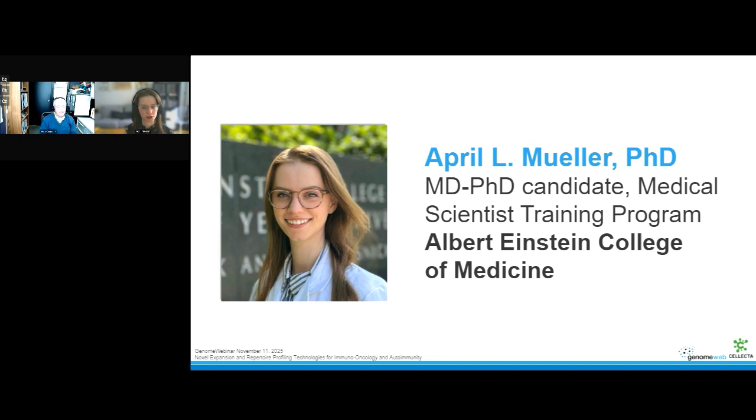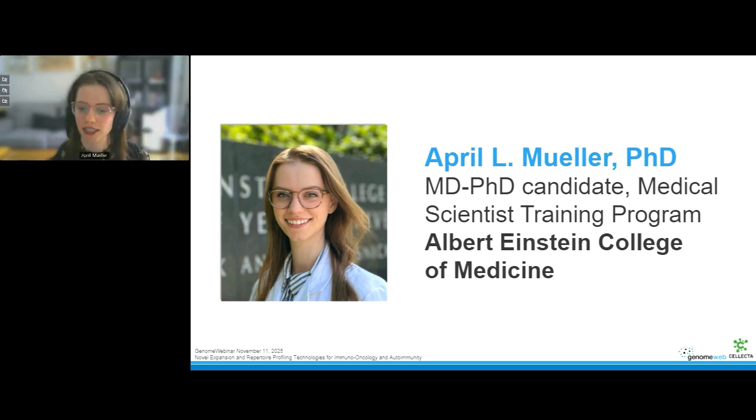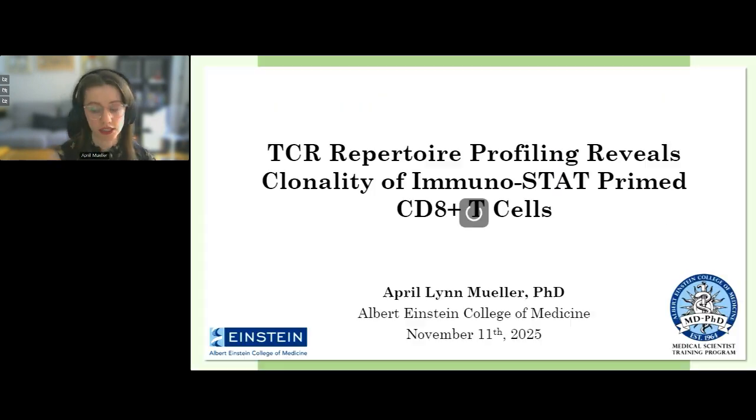Which I'll be giving you a short snapshot of the work that I did here today. So today my talk is called TCR Repertoire Profiling Reveals Clonality of Immuno-STAT primed CD8 T cells.